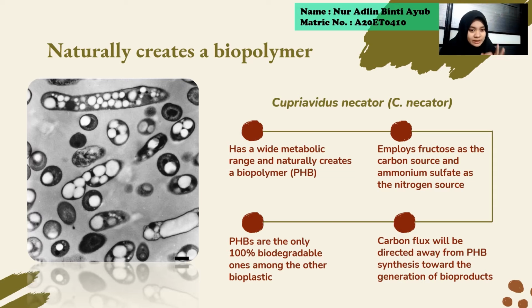The wild type usually employs fructose as the carbon source and ammonium sulfate as the nitrogen source. So using metabolic engineering techniques, carbon flux will be directed away from PHB synthesis toward the generation of bioproducts. This makes them useful for future commercial mass production of biodegradable plastics that can replace plastic materials currently obtained from petroleum bases. There are many types of biodegradable plastics with different degrees of biodegradability, and among them, polyhydroxybutyrate, PHB, are the only 100% biodegradable ones based on our findings.